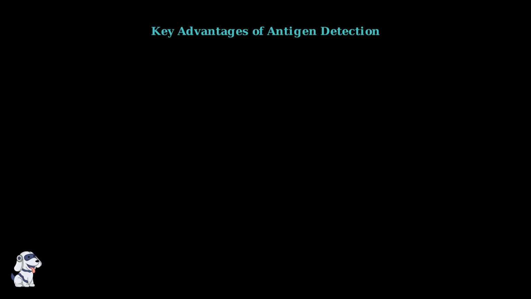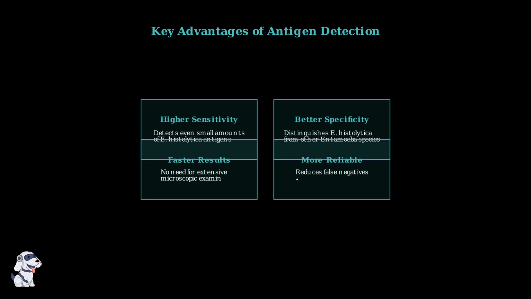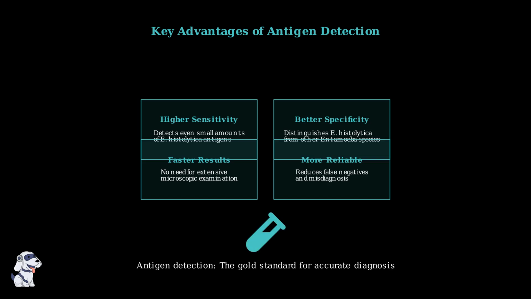Stool antigen detection provides four major advantages that make it the preferred diagnostic method for Entamoeba histolytica infections. It offers higher sensitivity to detect even small amounts of parasites, better specificity to distinguish the pathogenic species, faster results without extensive microscopy, and more reliable outcomes that reduce misdiagnosis. Stool antigen detection has become the gold standard for diagnosing Entamoeba histolytica infections, providing healthcare providers with the accuracy they need for proper patient care.